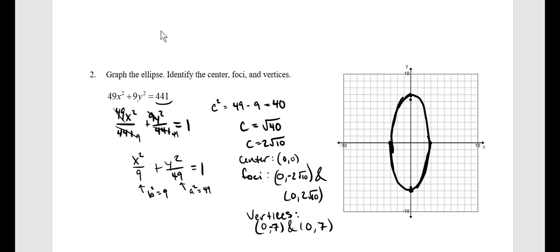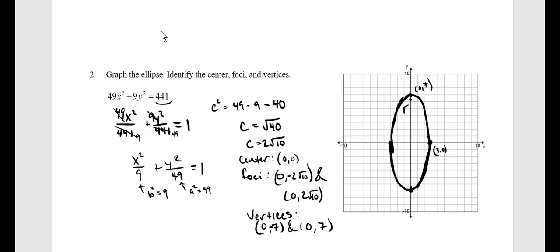There we go. Good enough. Maybe I label my vertex at 7, 0, 7. Really, if you label one of these and the other, you don't have to do the negatives. If we know it's an ellipse, we know the symmetry is there.